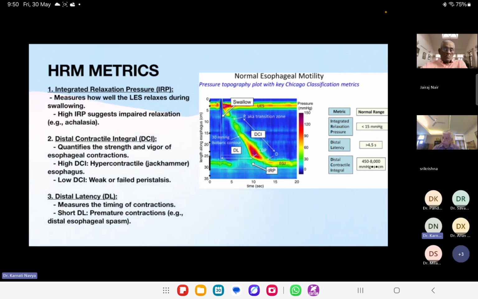And next is the distal latency. It measures the timing of contractions, whether they are premature contractions or late contractions. If it is a premature contraction, it is a distal esophageal spasm. Normally, the contraction period should be more than 4.5 seconds.